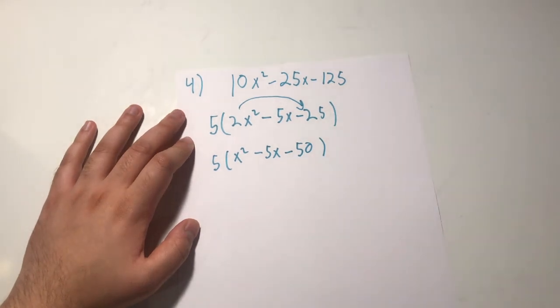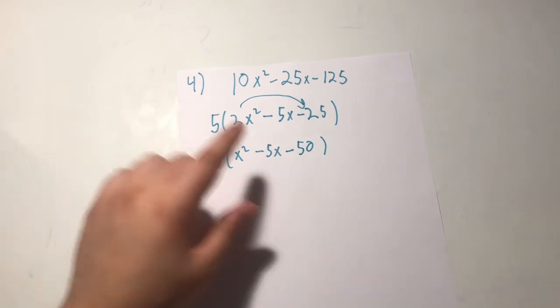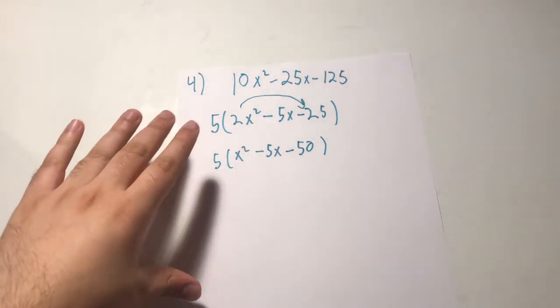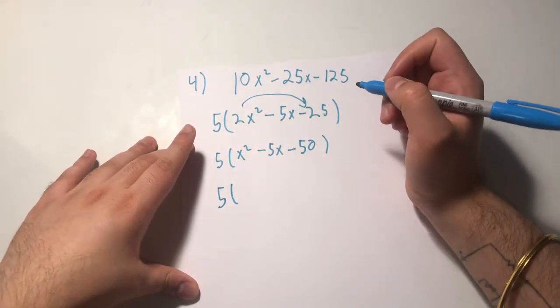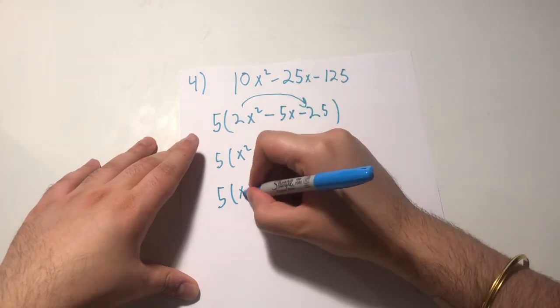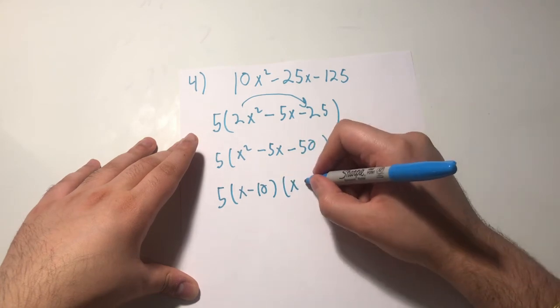So what do I have to do now? I have to figure out how do I multiply to negative 50, and add to negative 5? I think this one's actually pretty easy. Those numbers should be negative 10 and a positive 5. So x minus 10 and x plus 5.